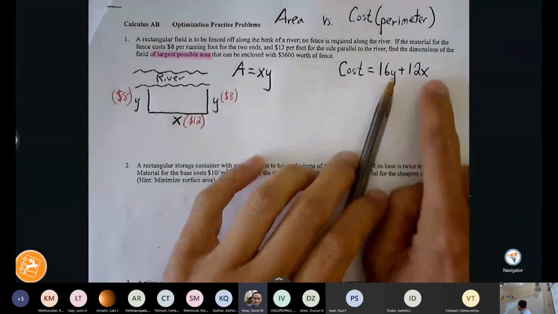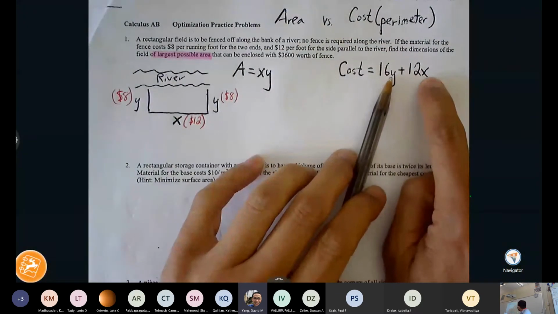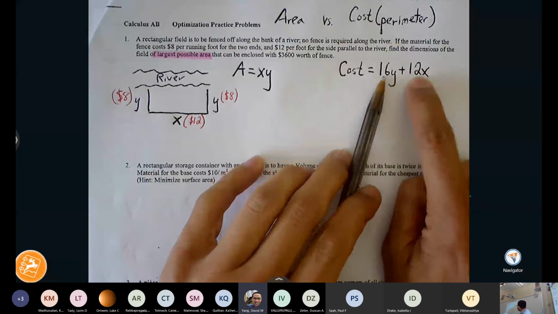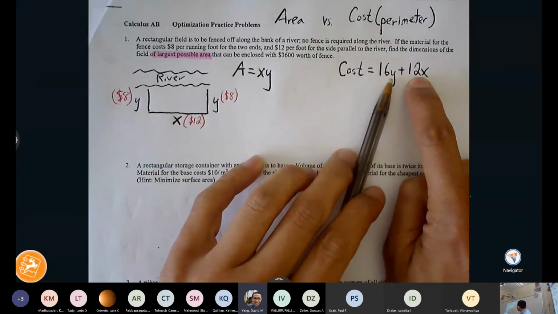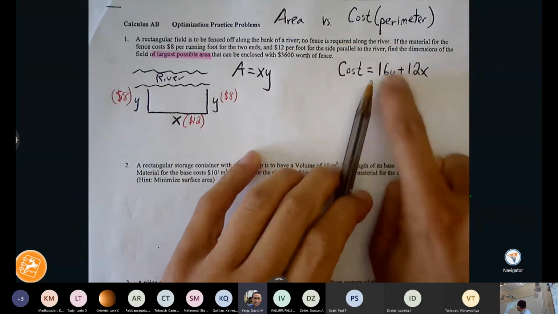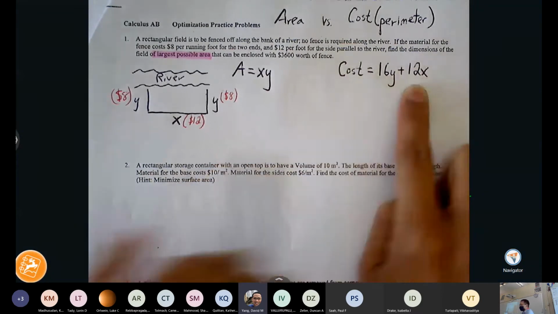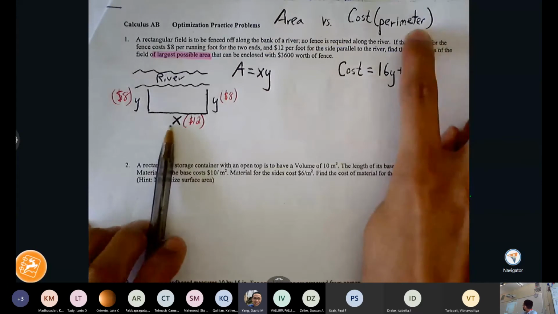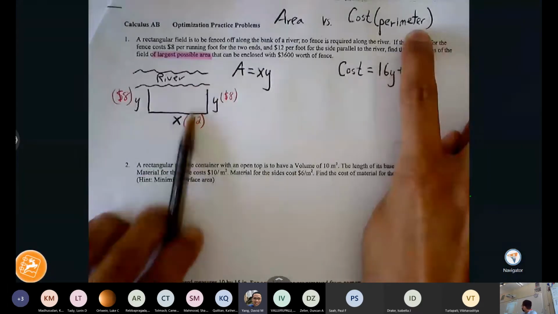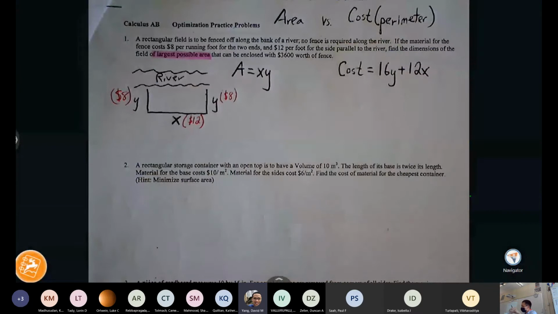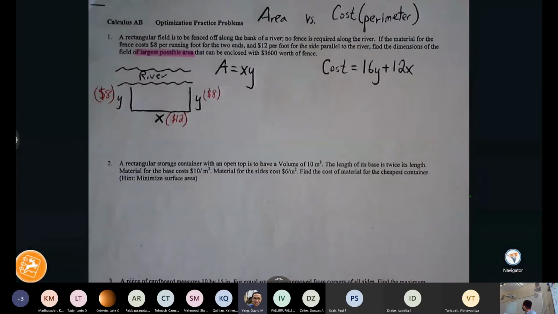Right, depending on how long these sides are, we multiply by the cost: $16 for the Y length, $12 for the X length, and this result is going to be however much it's going to cost. But you can see the perimeter, right? We're still adding up the size, but there's an extra element that we have to involve with the cost, with the dollar amount.